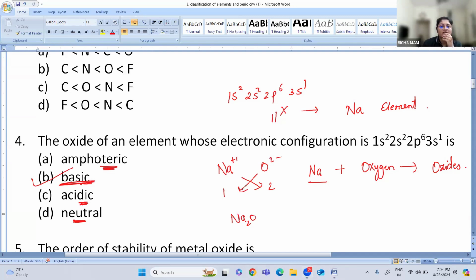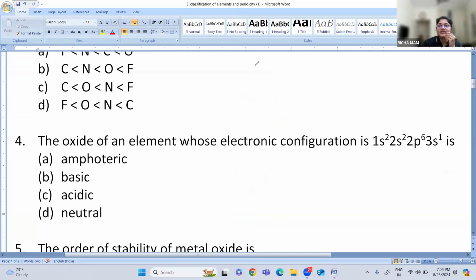Sodium comes under alkali metals, right? And alkali metals are strongly basic in nature. So option number B: it forms sodium oxide and it is basic in nature. S block elements consist of 2 groups, alkali and alkaline earth. Remember that the oxides of alkali metals are strongly basic in nature. So option number B is the answer. Next question.